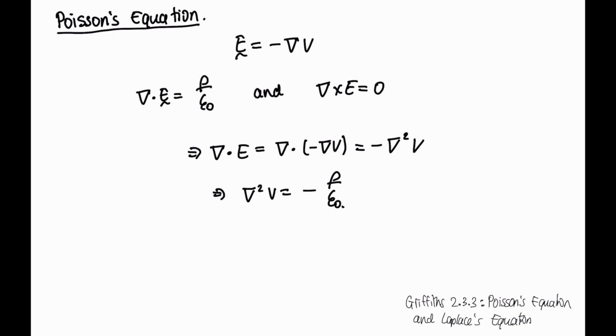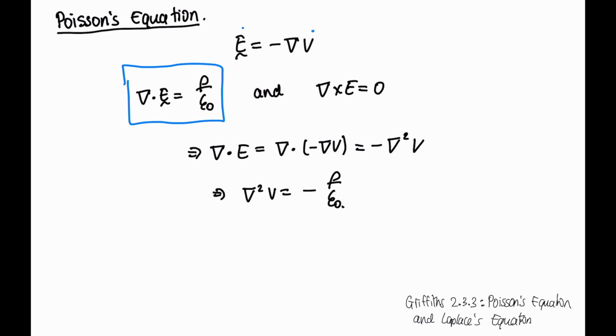Okay, so this brings us to Poisson's equation. We've seen that the relationship between the electric field, which is a vector, and the potential is given by E equals negative the gradient of V. We've also seen Gauss's law, in the differential form, which tells us that div E is equal to rho over epsilon naught, where rho is the volume charge density. And we've seen that electric fields must be curl-free, so the curl of E is equal to 0.